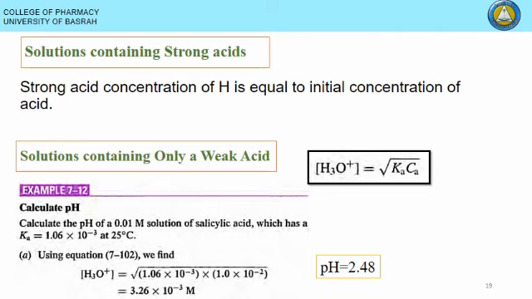So here we have an example to calculate the pH of salicylic acid. Salicylic acid is a weak acid. It's asking about the pH when we have a concentration of 0.01 molar. So this is the Ca. And we have the Ka for salicylic acid equal to this value. So simply, we can calculate H from the equation, the square root of Ka multiplied by Ca. So we have the concentration of H, and minus the logarithm of H, we will have the pH.